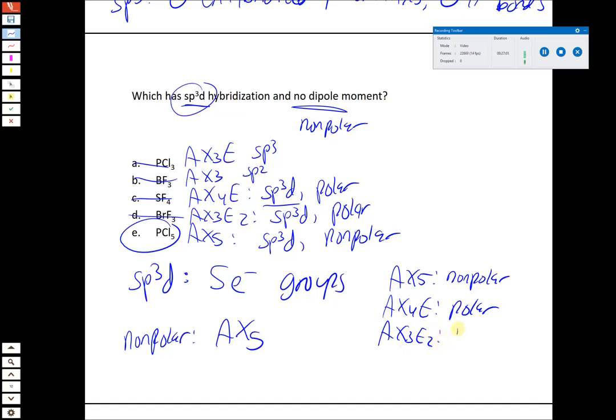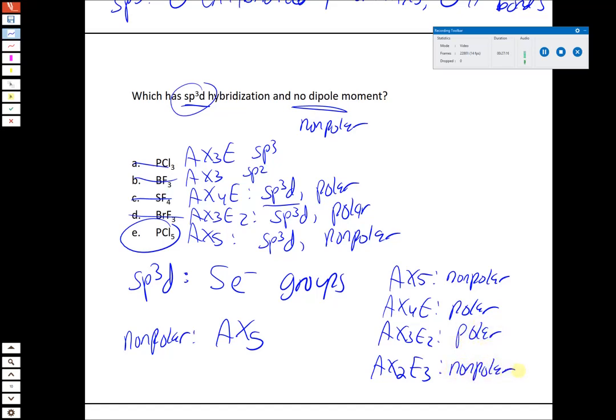AX3E2 is nonpolar. And then another one that's not particularly common, but we do see sometimes, is AX2E3. This is linear. Sorry, I messed that up. I'm talking too fast. AX3E2 is also polar, but AX2E3 is nonpolar.